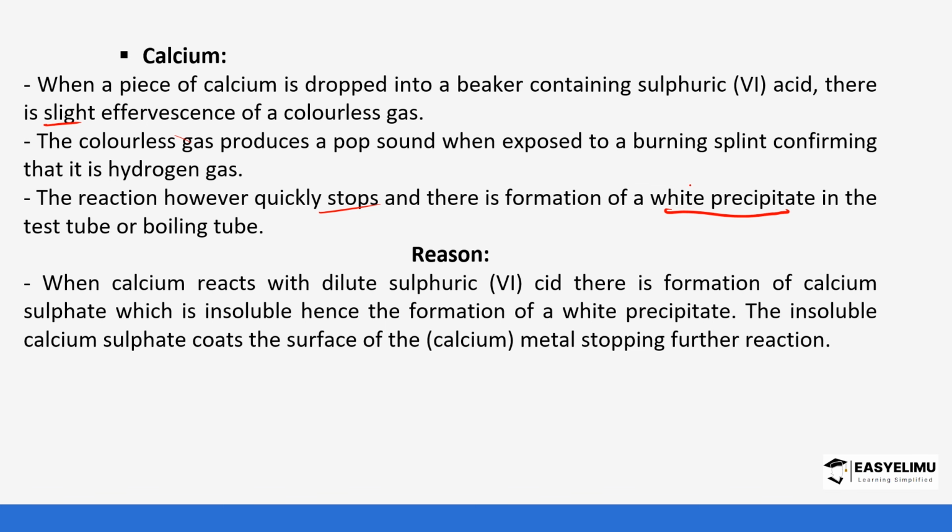So what is a precipitate? We are talking about the precipitate that coats the metal and it is usually insoluble in nature, is called calcium sulfate. This is the one that stops the reaction from going on further. That's the reason why I told you that the reaction of calcium with dilute sulfuric acid is a bit different in comparison to the other acids.